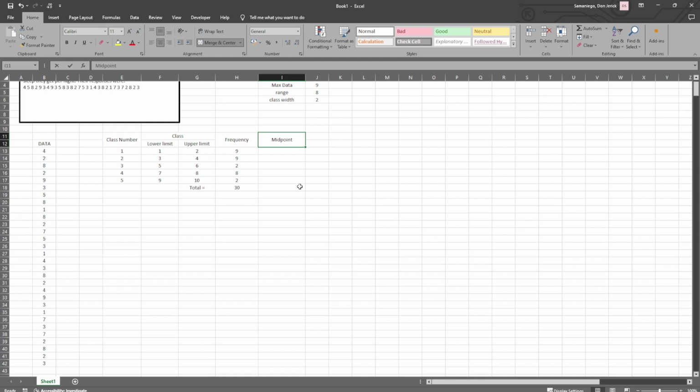The next step is to get the midpoint. Midpoint is equal to the upper limit plus the lower limit, divided by 2. Then spread.